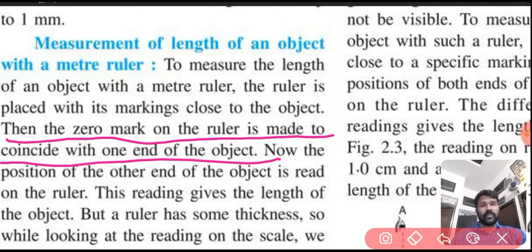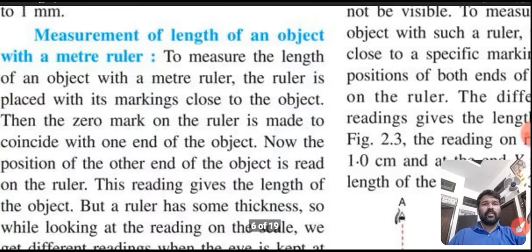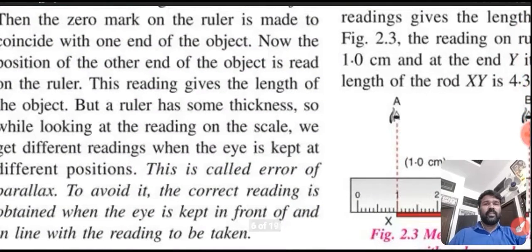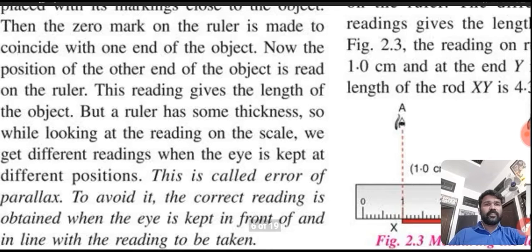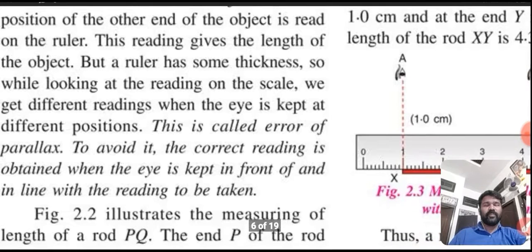Now the position of the other end of the object is read on the ruler. This reading gives the length of the object. But a ruler has some thickness, so while looking at the reading on the scale, when the eye is kept at different positions, we get different readings. This is called error of parallax.